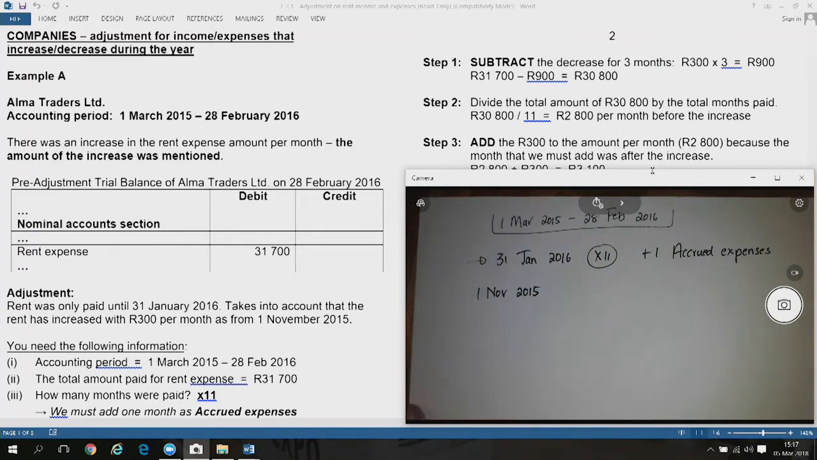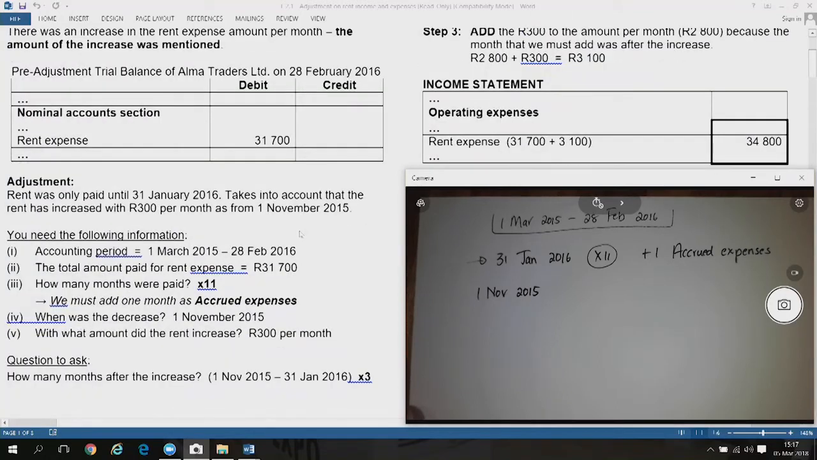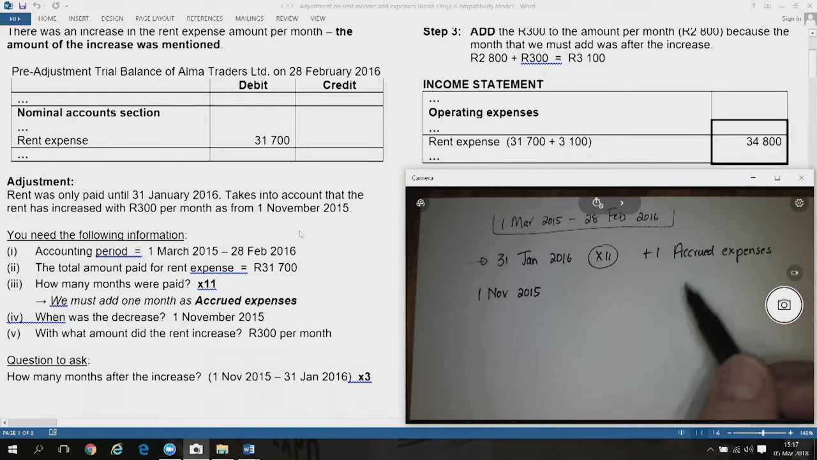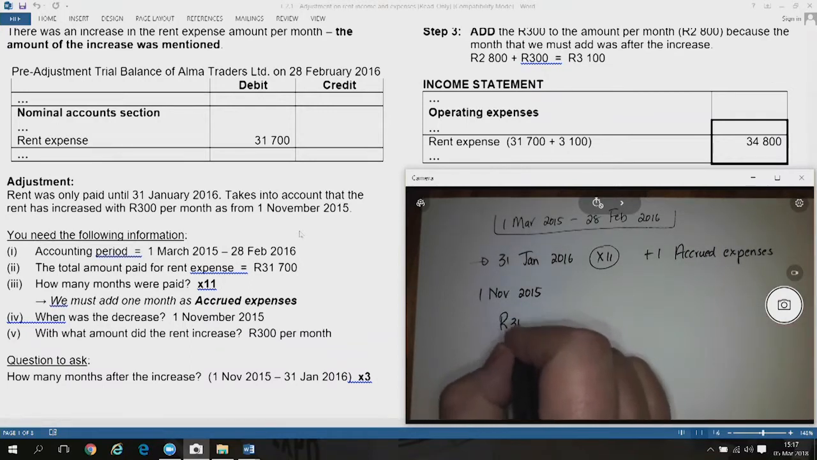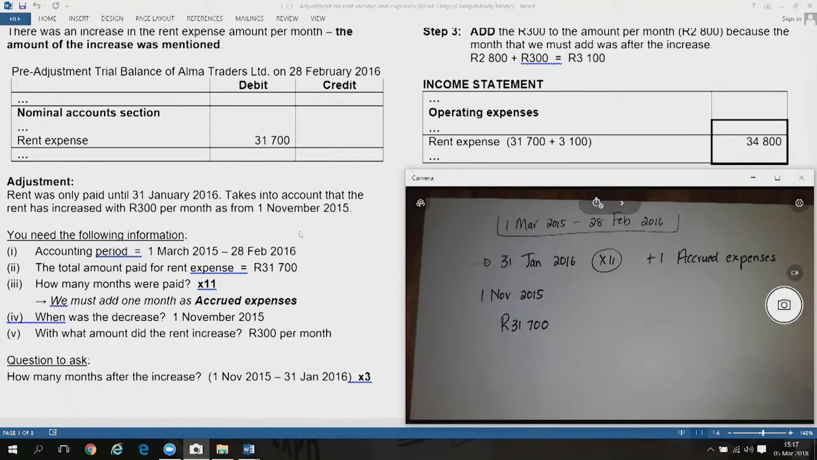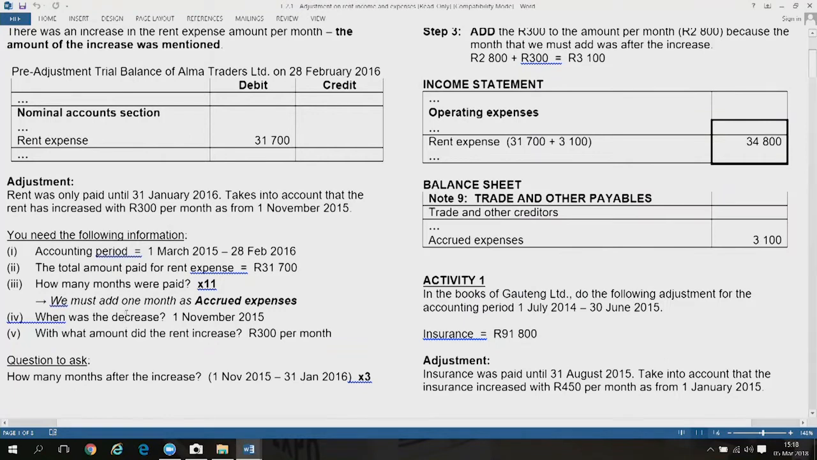So what I asked there is, you need the following information. You need the accounting period. We've got the accounting period. The total amount that was paid was 31,700. Let me just write it there. How many months were paid for? 11, we already said that. When was the increase? There was an increase on the 1st of November.